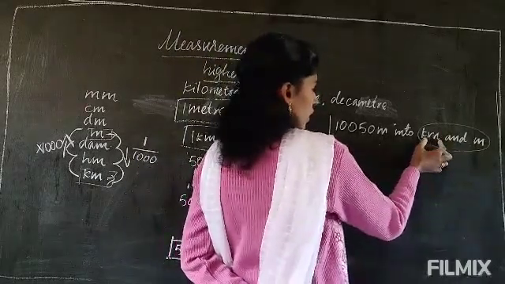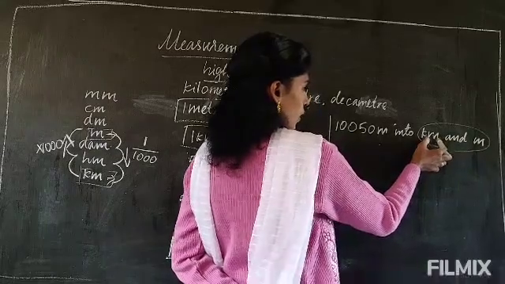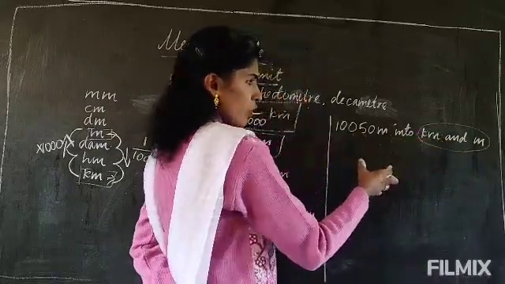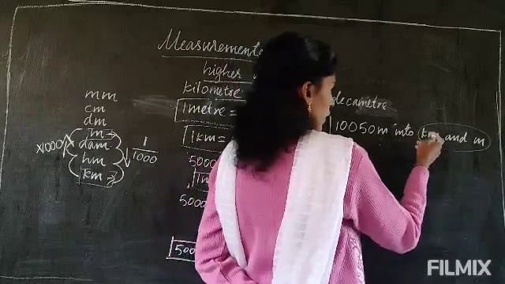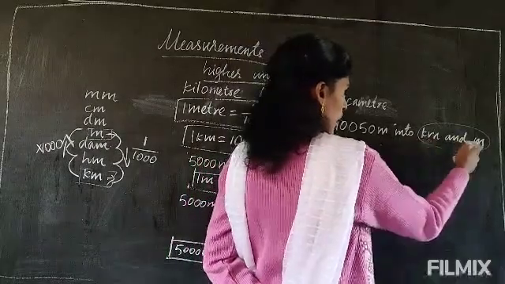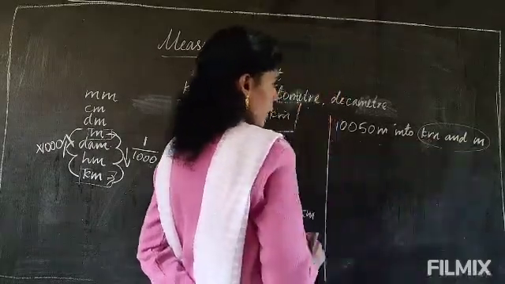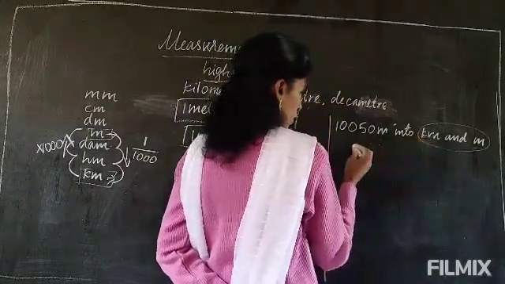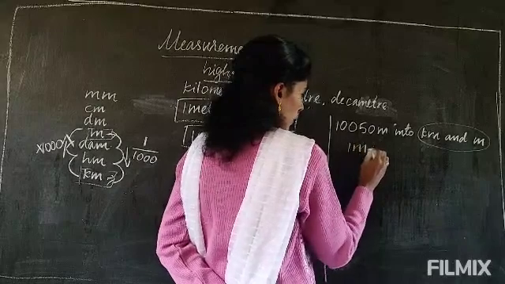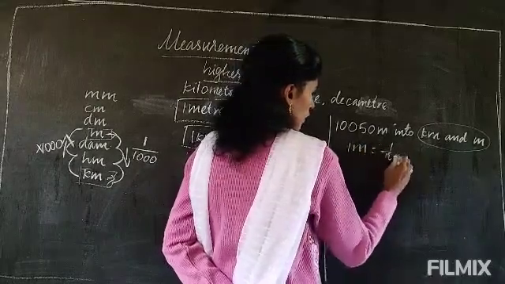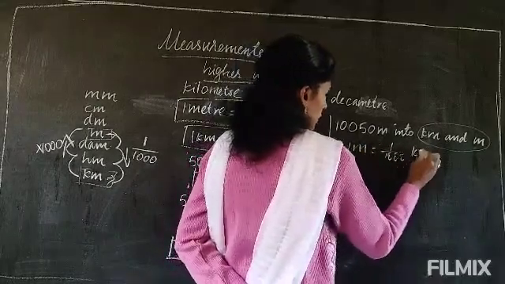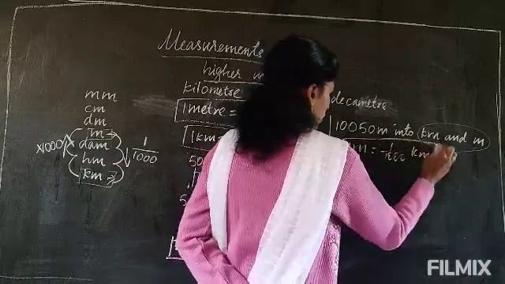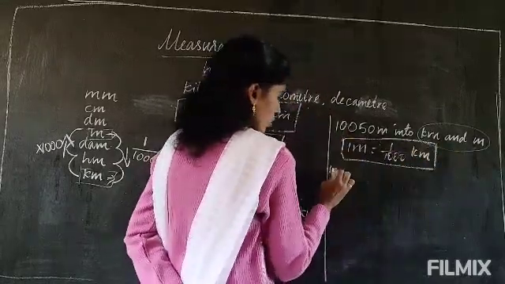Don't think that this kilometer will be the quotient. When you divide, the quotient you get will be the kilometer, and the remainder you get will be the meter. So meter to kilometer we are converting. The formula is 1 meter equal to 1 by 1000 kilometer. This is the formula. Now let's do the calculation.